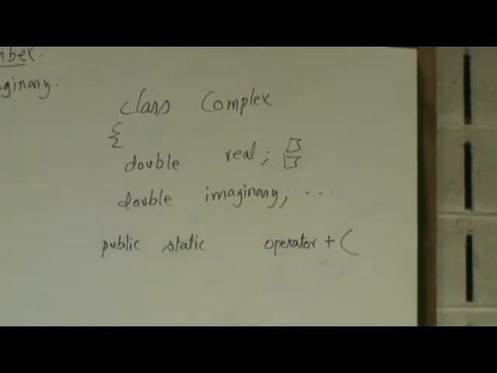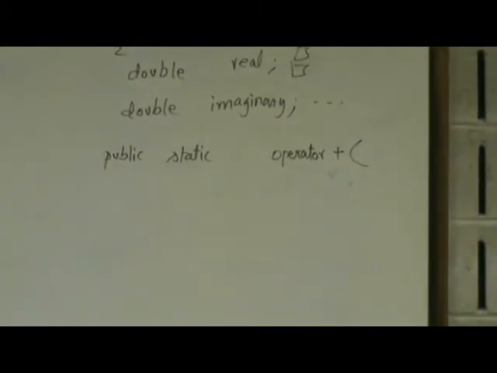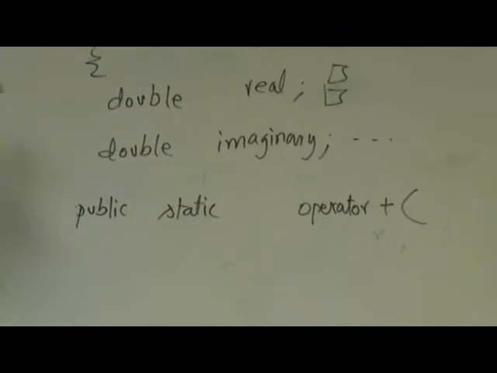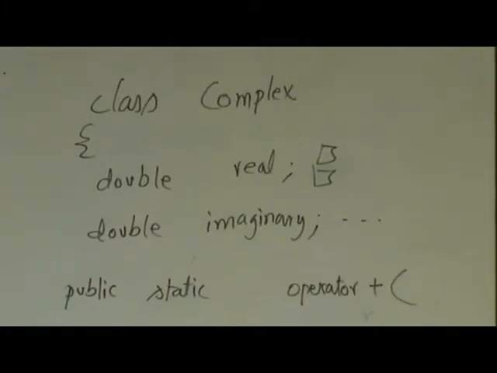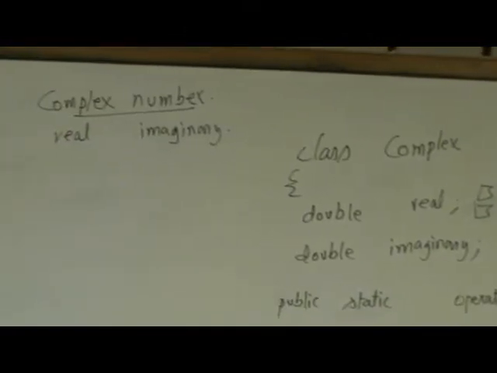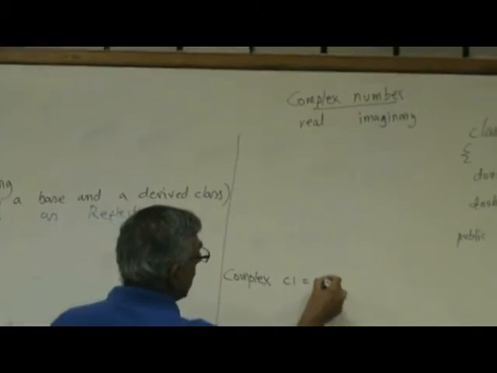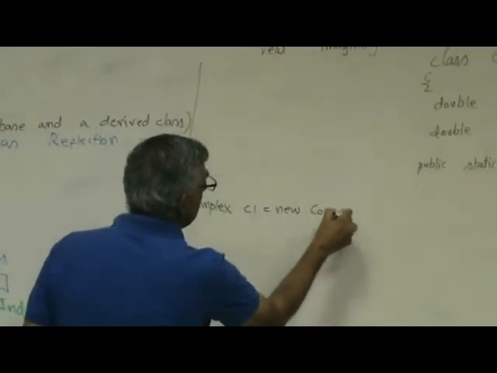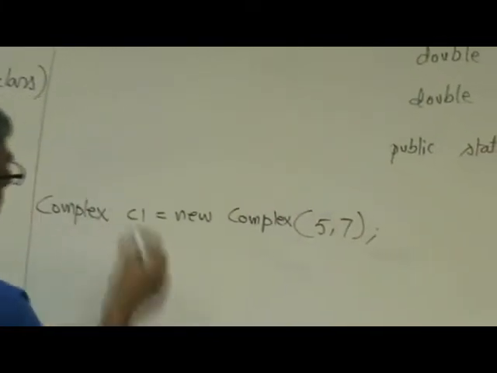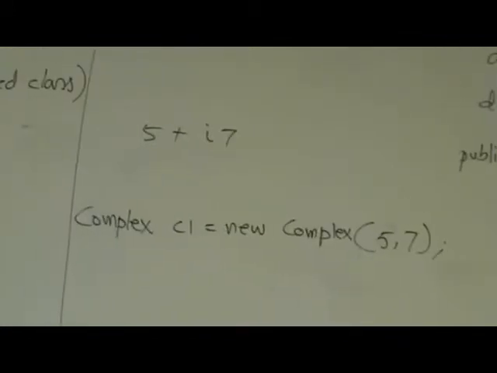Before we write any further code, let's try to see how the user will try to create complex objects and how they will try to add them or subtract them, right? So the user will try to do something like this. Complex C1 equal to new complex, let's say 5 comma 7, meaning 5 plus I7. So 7 is the imaginary part.